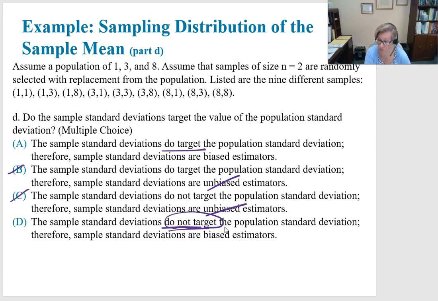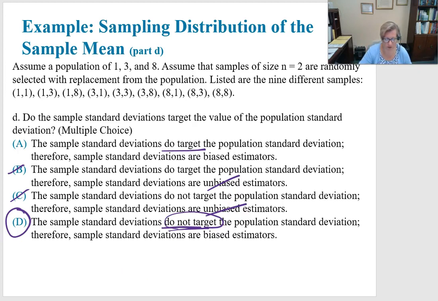Okay, and because we know they're estimators, we know that they do not target the population. If they did target, then they would be an unbiased estimator, but they don't. So D has to be the correct answer here because those standard deviations are biased. So we know it had to be either A or D, and then if they're biased, they do not target. So the correct answer is D.